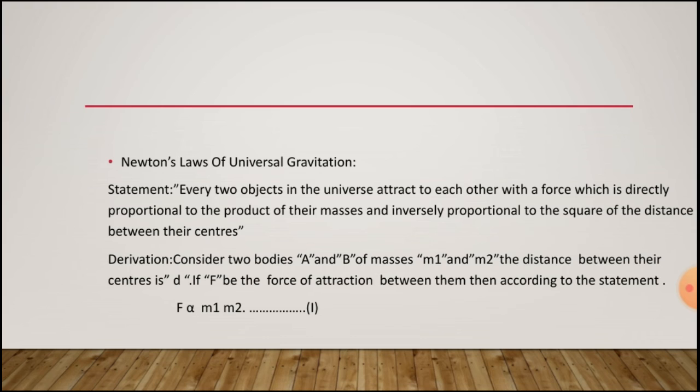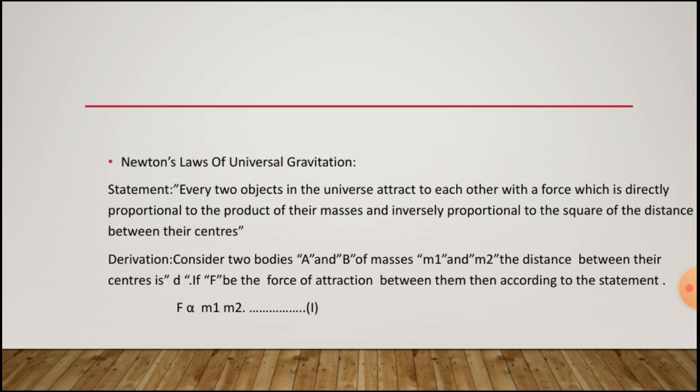Newton's law of universal gravitation. Statement: Newton explained that every body in the universe attracts each other with a force which is directly proportional to the product of their masses and inversely proportional to the square of the distance between their centers.